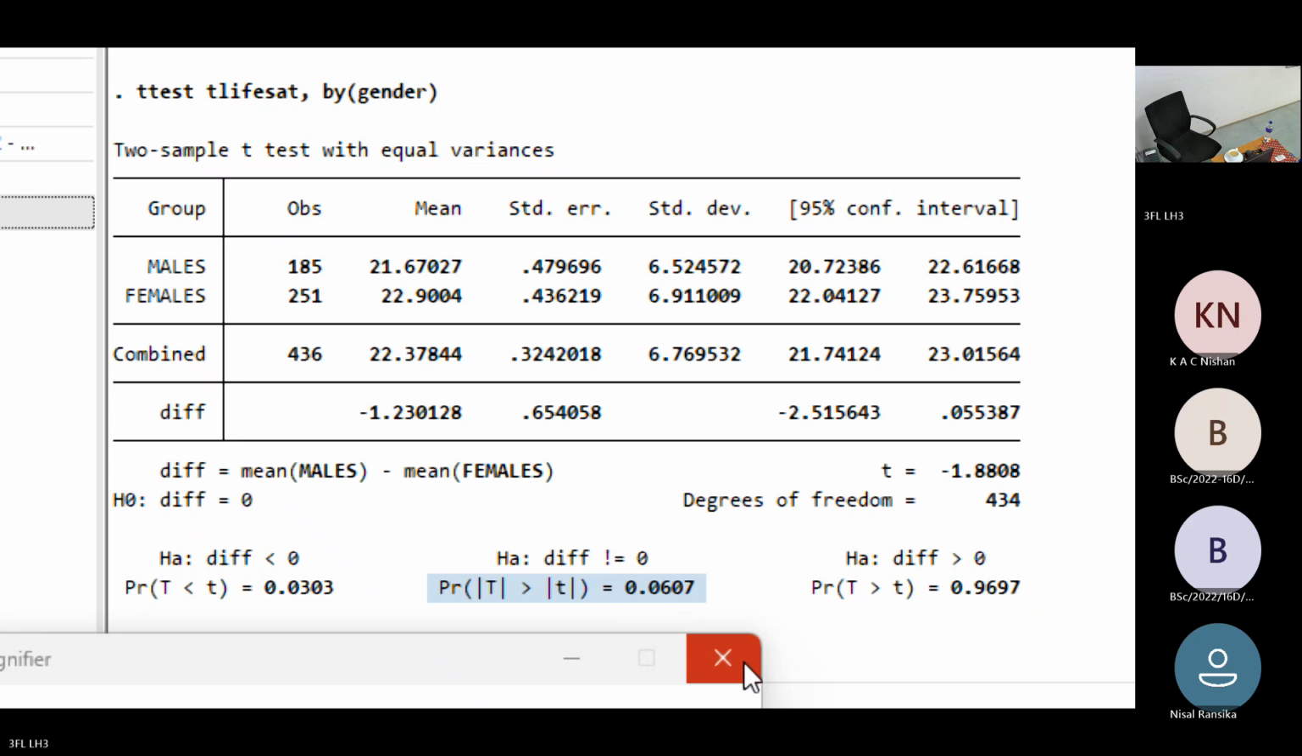There's no difference. So the question that I asked at the beginning: are male employees and female employees different in terms of their life satisfaction? Are they different? No, they are not. Then in terms of life satisfaction, do they come from the same population or two different populations? Very good. They come from the same population.